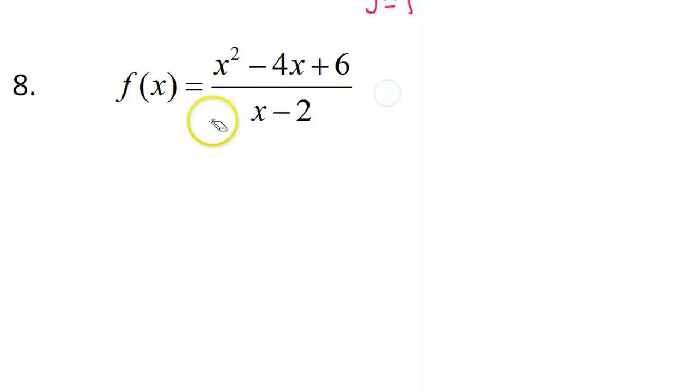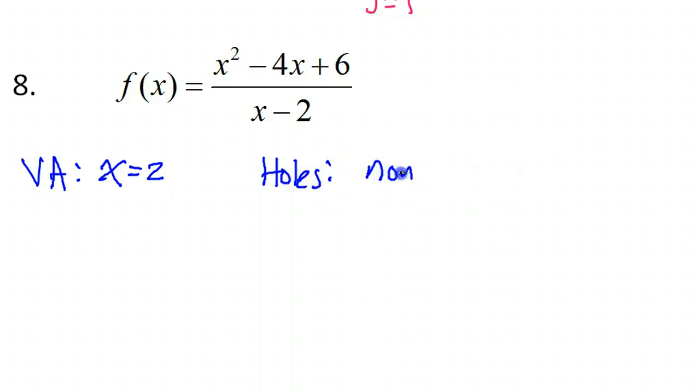So nothing's going to cancel out with this x minus 2 or anything. So I will have a vertical asymptote. So let's just go ahead and get that started. So setting this denominator equal to 0, I will have a vertical asymptote at x equals 2. Okay, fine. And if nothing's canceling, there won't be any holes. No holes. And maybe I'll just write that down. Holes: none.